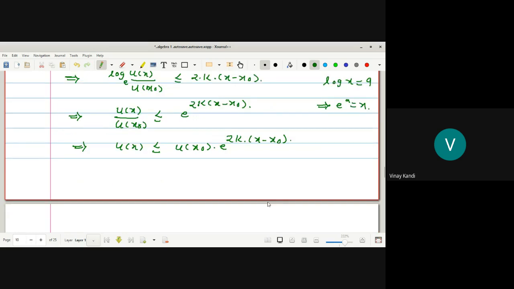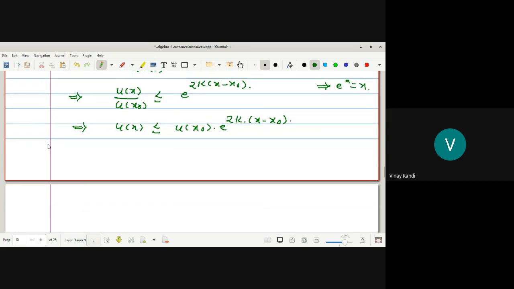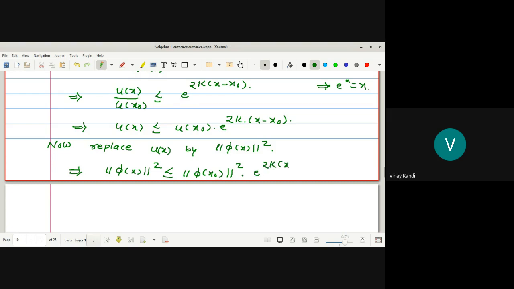Now replace this u of x by norm of phi of x bracket square. So what we get here, which implies that norm of phi of x bracket square is less than or equal to norm of phi of x naught bracket square into e raised to 2k into x minus x naught. Any doubt up to here?